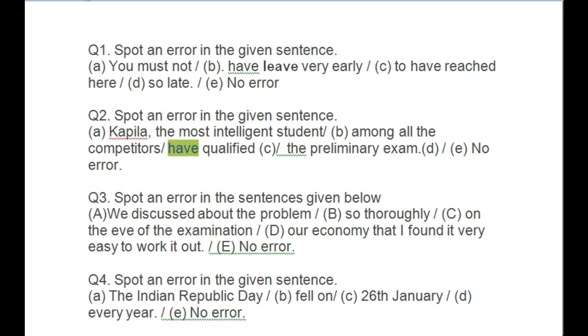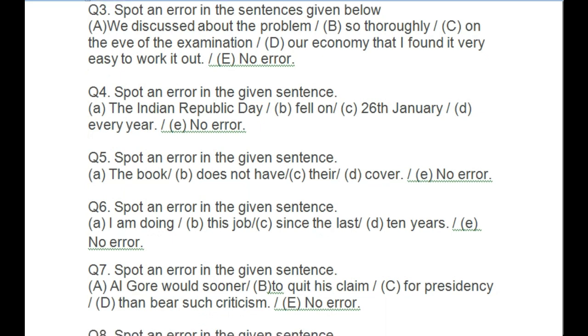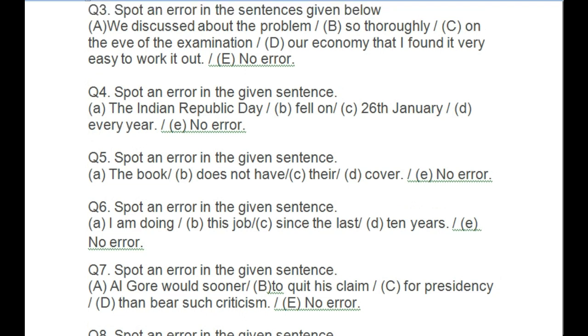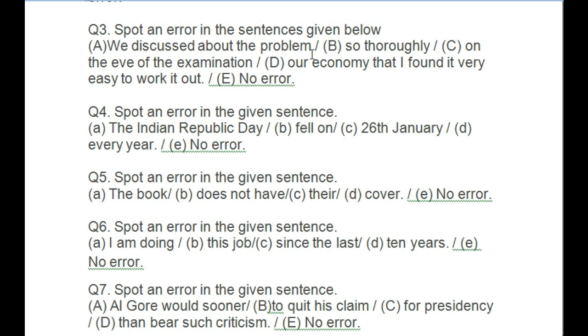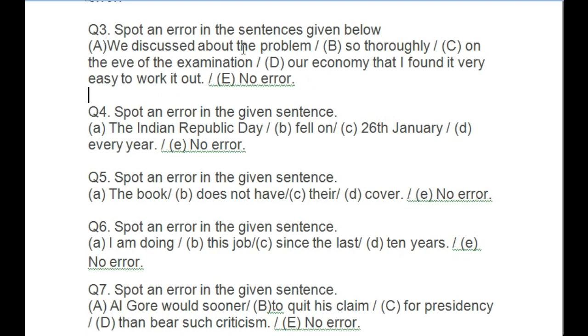Okay, sentence number 3. Yes, a bit tricky, it looks like a correct sentence. We discussed about the problem so thoroughly on the eve of the examination, our economy, that I found it very easy to work it out. If we see, the sentence has an absolutely correct structure, parallelism, all the phrases and clauses are used at the right place. We have the correct form of the verb, subject-verb agreement is also not the issue, articles, prepositions, everything is absolutely fine here. But the problem is the redundancy of the words.